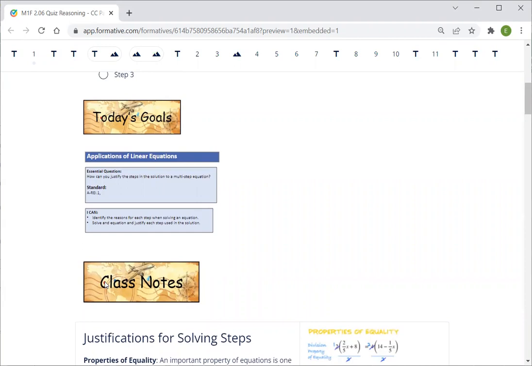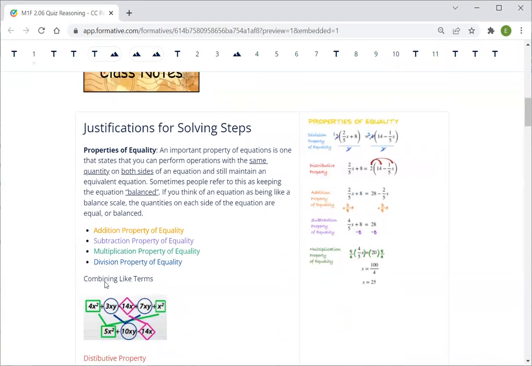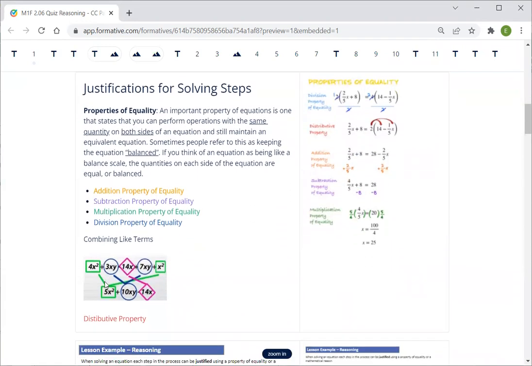Okay, so today's goal is to justify the steps. So we're putting justifications behind each step that we do. Here are some justifications for solving. There are properties of equality, which is important. It's what we're doing on both sides of the equation. Whenever I ask what we have to do on both sides, make sure you put it on both sides of your line. That's why, okay? We have to make sure that we are doing it to both sides to keep it equal.